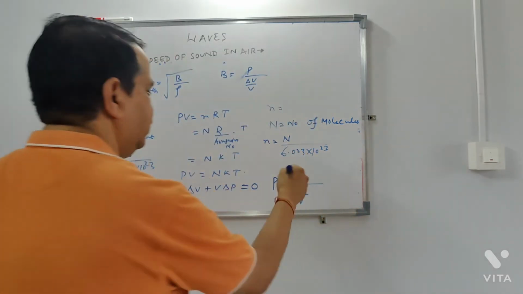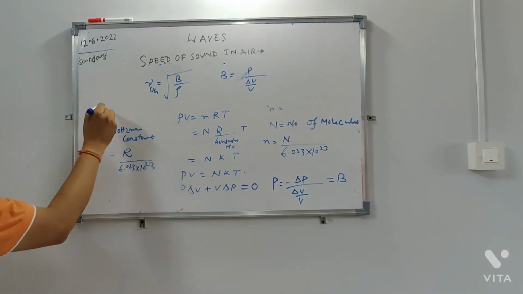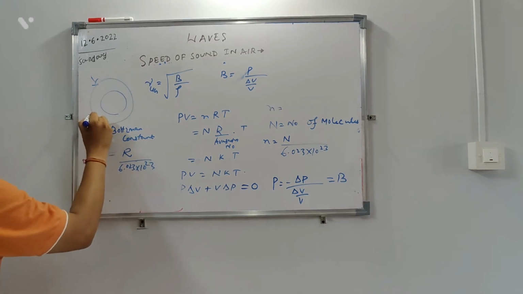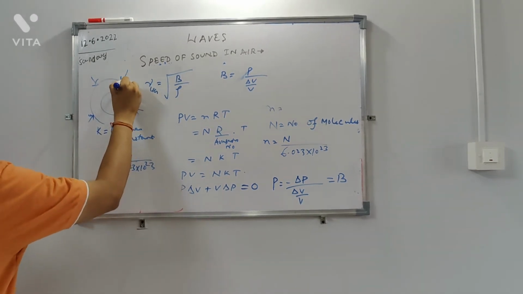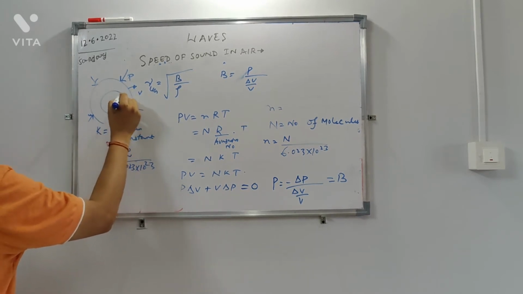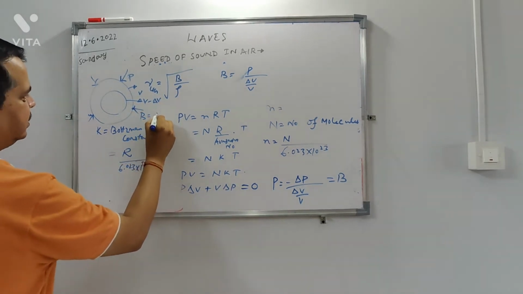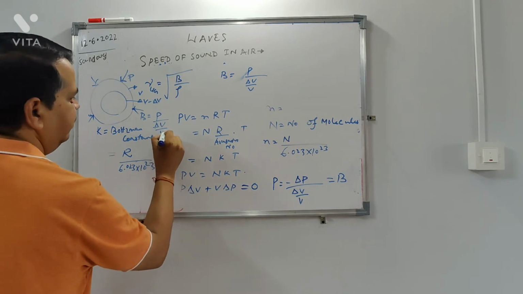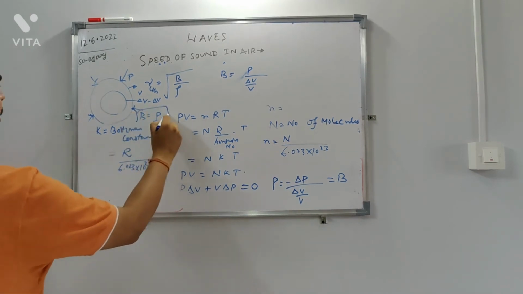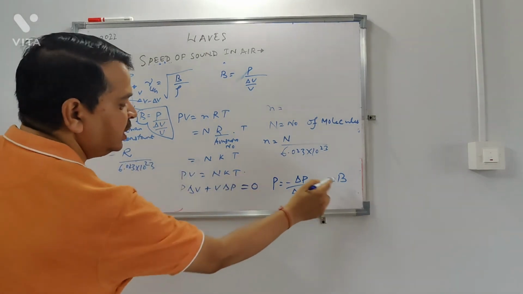So this term, this pressure becomes equal to bulk modulus. Earlier I told you, say this is my circle and it is being subjected to pressure. So this is volume V and this is V minus delta V. Your bulk modulus is equal to pressure divided by delta V by V. Now you can prove that in an isothermal process this bulk modulus is nothing but your pressure.